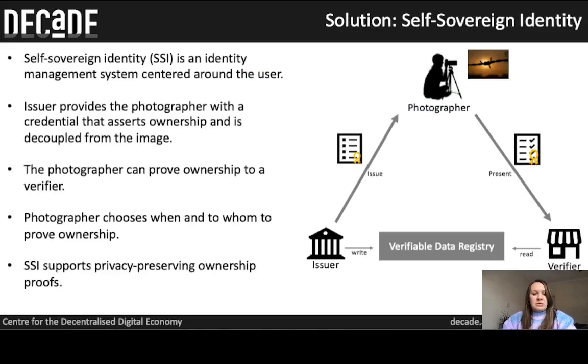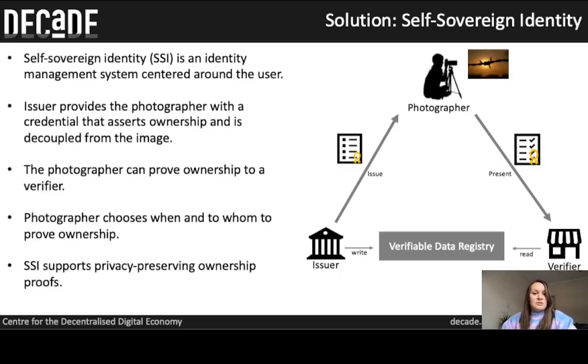So we've developed a solution that uses self-sovereign identity, or SSI, technology. SSI systems are a type of identity management system that is centered around the user, or the photographer for our use case. In an SSI system, rather than including identity data in the image metadata, a suitable issuer, for example a notary body, can issue the photographer with an ownership credential.